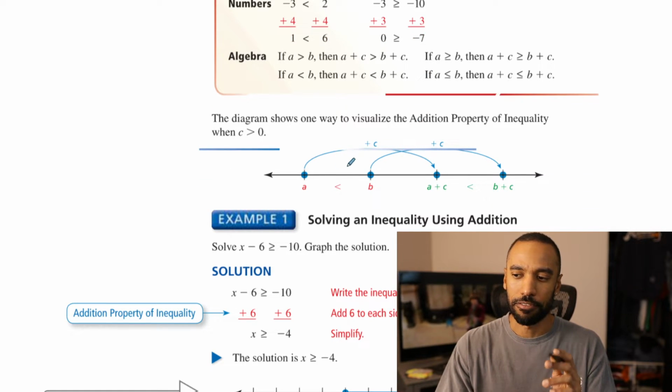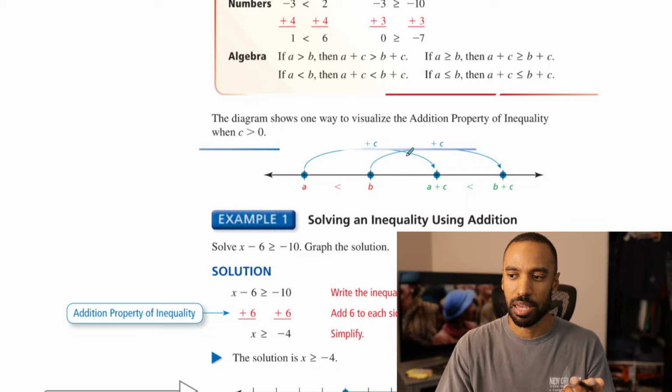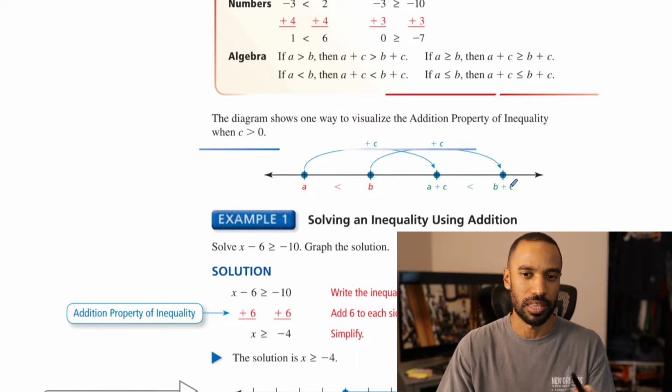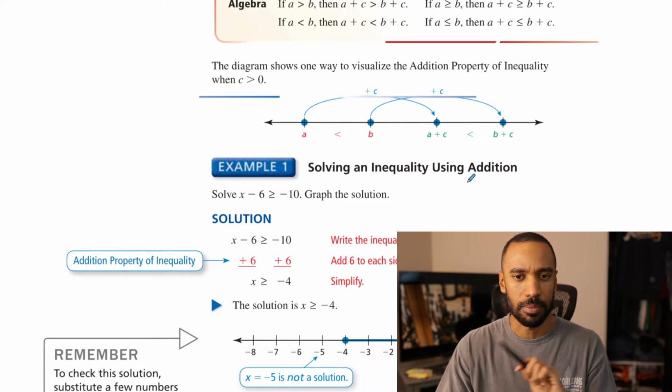Looks like they have a graphical visual version of this. If here's A and here's B, A is less than B, you can tell because it's to the left of it. Adding the same amount C to both of these will keep A plus C less than B plus C in that way. Makes a whole bunch of sense there. So adding the same thing to both sides keeps making it work.